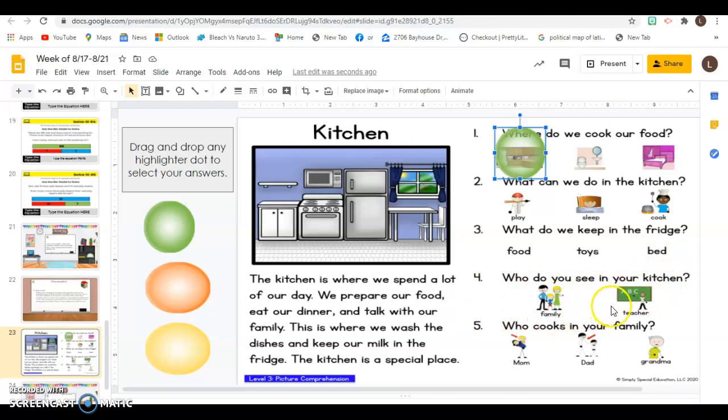Your family or your teacher? And number 5, who cooks in your family? Mom, Dad, Grandma? Number 5, any answer is correct. A lot of people cook in the kitchen, so there's no wrong answer here.